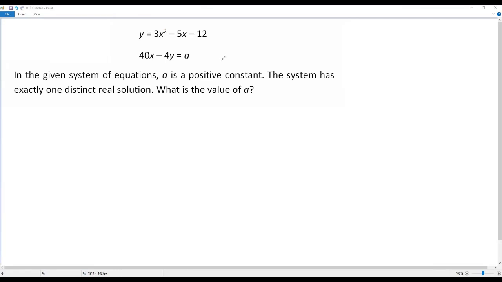Here we have a SAT math problem. Okay, let's go to the question. y equals 3x squared minus 5x minus 12, and 40x minus 4y equals a. Here we have a system of equations.